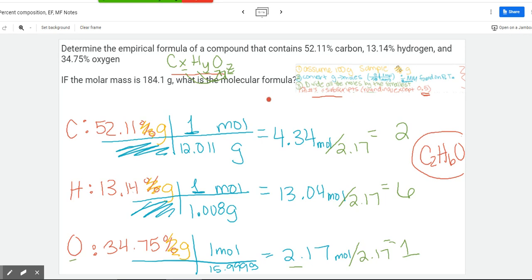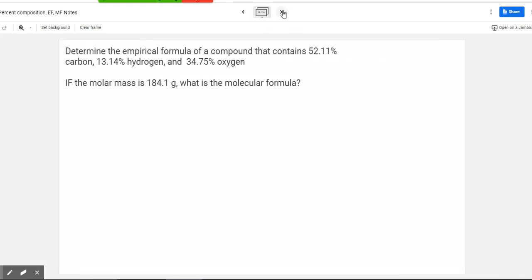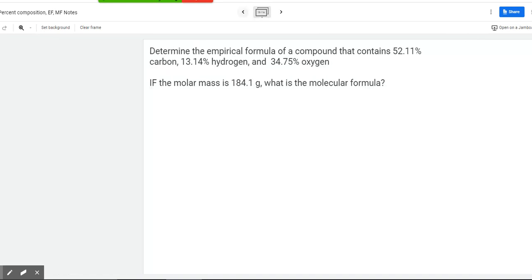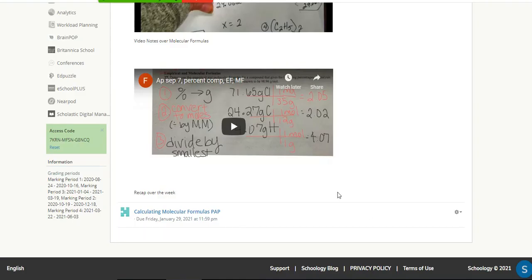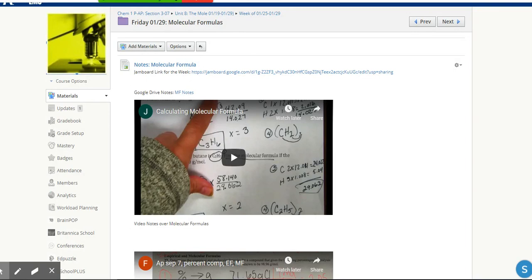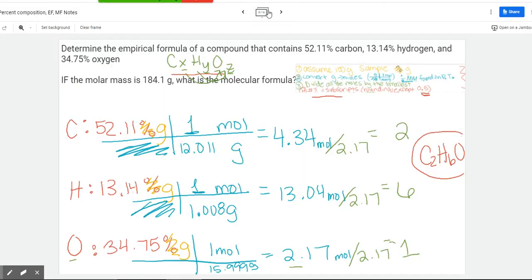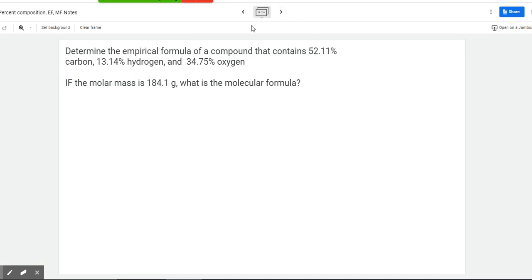All right. So I'm going to go ahead and go to the next slide. So this is the Jamboard link that was shared, by the way, on your little Schoology page. It's up here at the top, so you can always go back to that. And I'm on slide 13, just so you guys know, okay? All right, so I'm going to go ahead and go to slide 14. And now we're going to take this one step further.